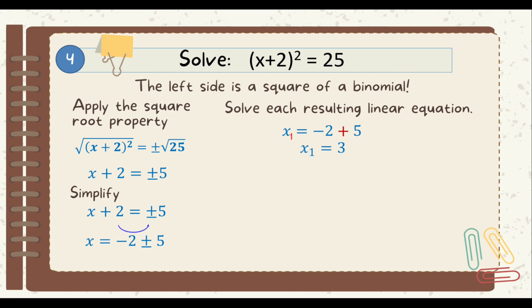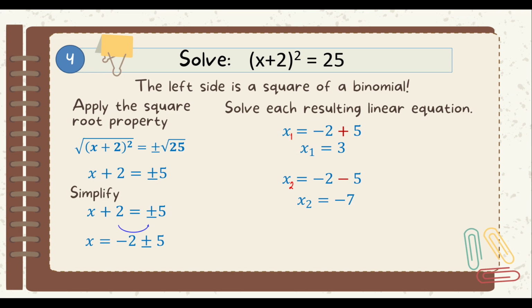And what is negative 2 plus 5? You have a positive 3. Then the other is x sub 2, which is equivalent to negative 2 minus 5. And what is the result? You have x sub 2 is equal to negative 7.